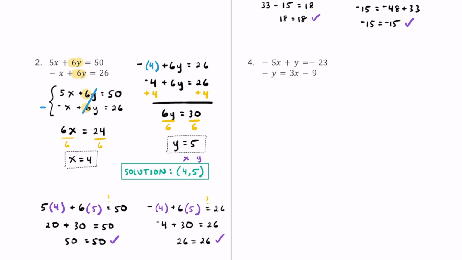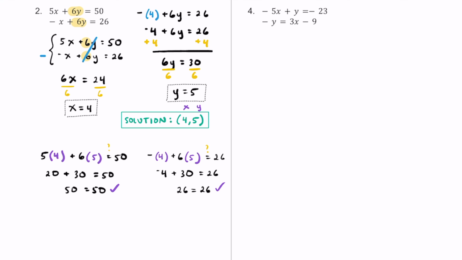Here's one more example. Let's check out number 4. For this one, we have the equation negative 5x plus y is equal to negative 23, and negative y is equal to 3x minus 9. So this first equation is written in standard form. We have x, then we have y, then we have a constant. But the second equation is not quite in the order that we would like it to be in.